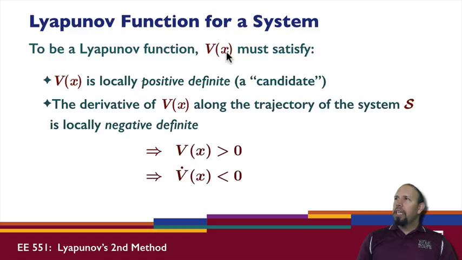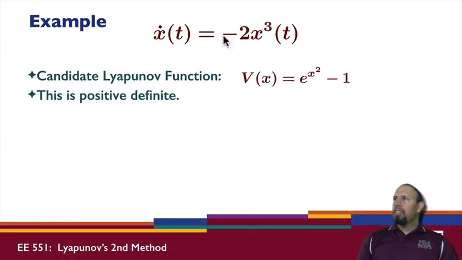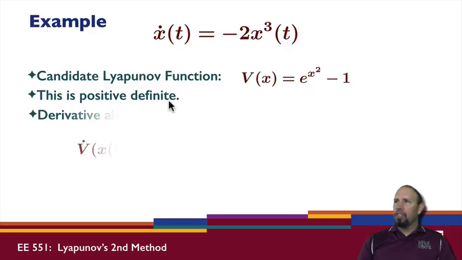Now, in order to be a Lyapunov function, we need V to be a positive definite function and its derivative with respect to time to be a negative definite function. Let's look at this example. x dot is equal to minus 2x cubed, and we consider this candidate Lyapunov function. This is a positive definite function because when x is non-zero, this quantity is greater than 1. When x is equal to 0, this is equal to 1, and so we get 0. So this is a positive definite function.